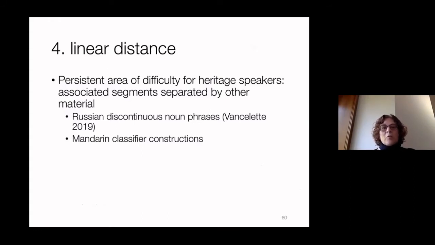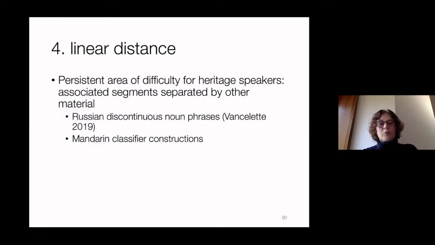I was going to talk a little more about linear distance and structural distance, but because we are very short on time, I'm just going to give you the bullet points and post the slides, and then we'll be happy to answer questions. What we find extremely difficult for heritage speakers is that they have trouble associating segments which are separated by other language material. This has been shown recently for Russian discontinuous noun phrases. Russian has subscrambling, and heritage speakers cannot deal with that.